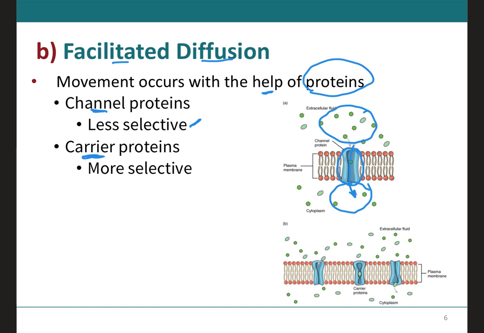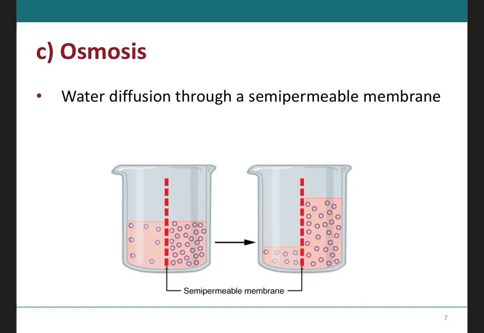Now, because facilitated diffusion is a passive process, it also does not require energy expenditure by the cell. So there's no ATP involved in this process. Water can also move freely across the cell membrane of all cells, either through the protein channels or just by slipping between the lipid tails of the membrane itself. And therefore, osmosis is the diffusion of water through a semi-permeable membrane.